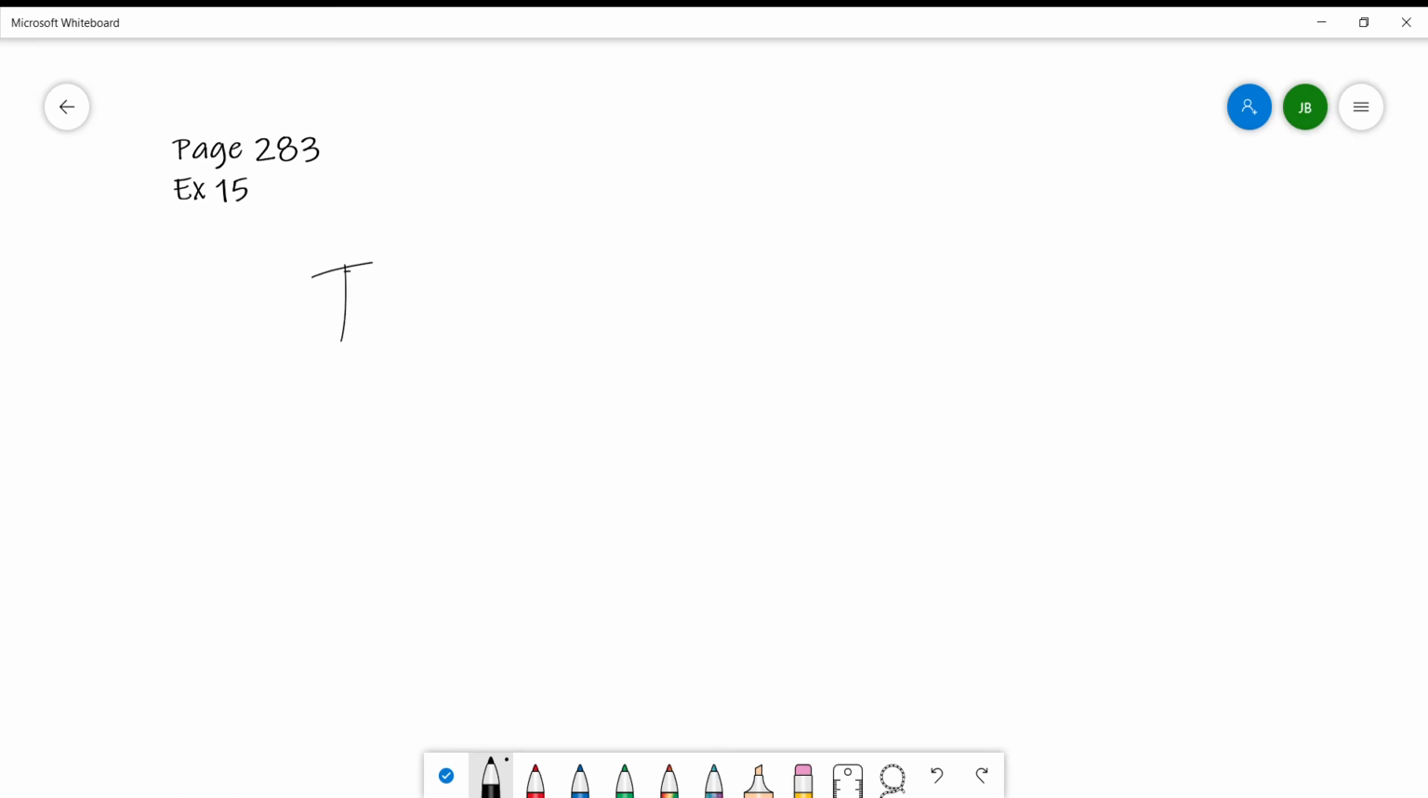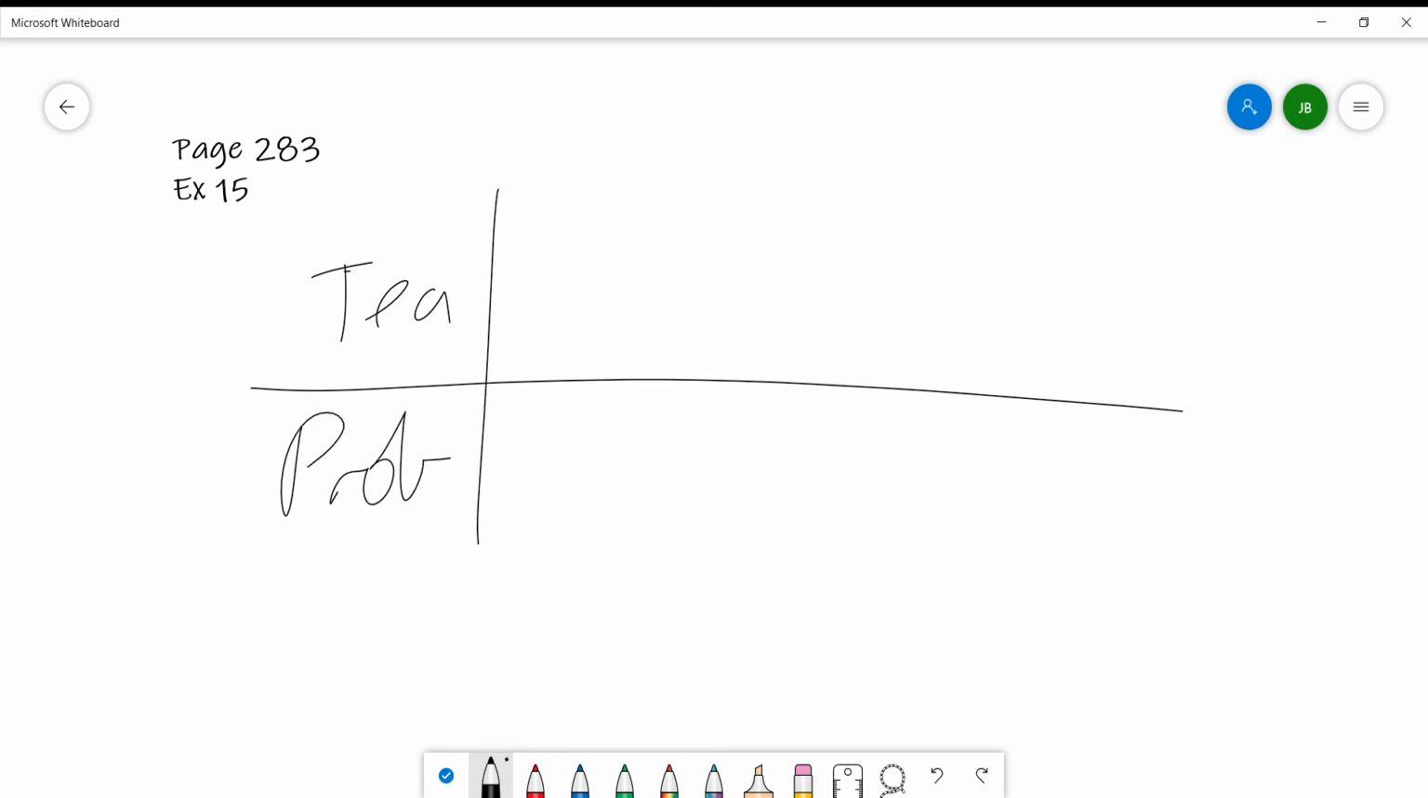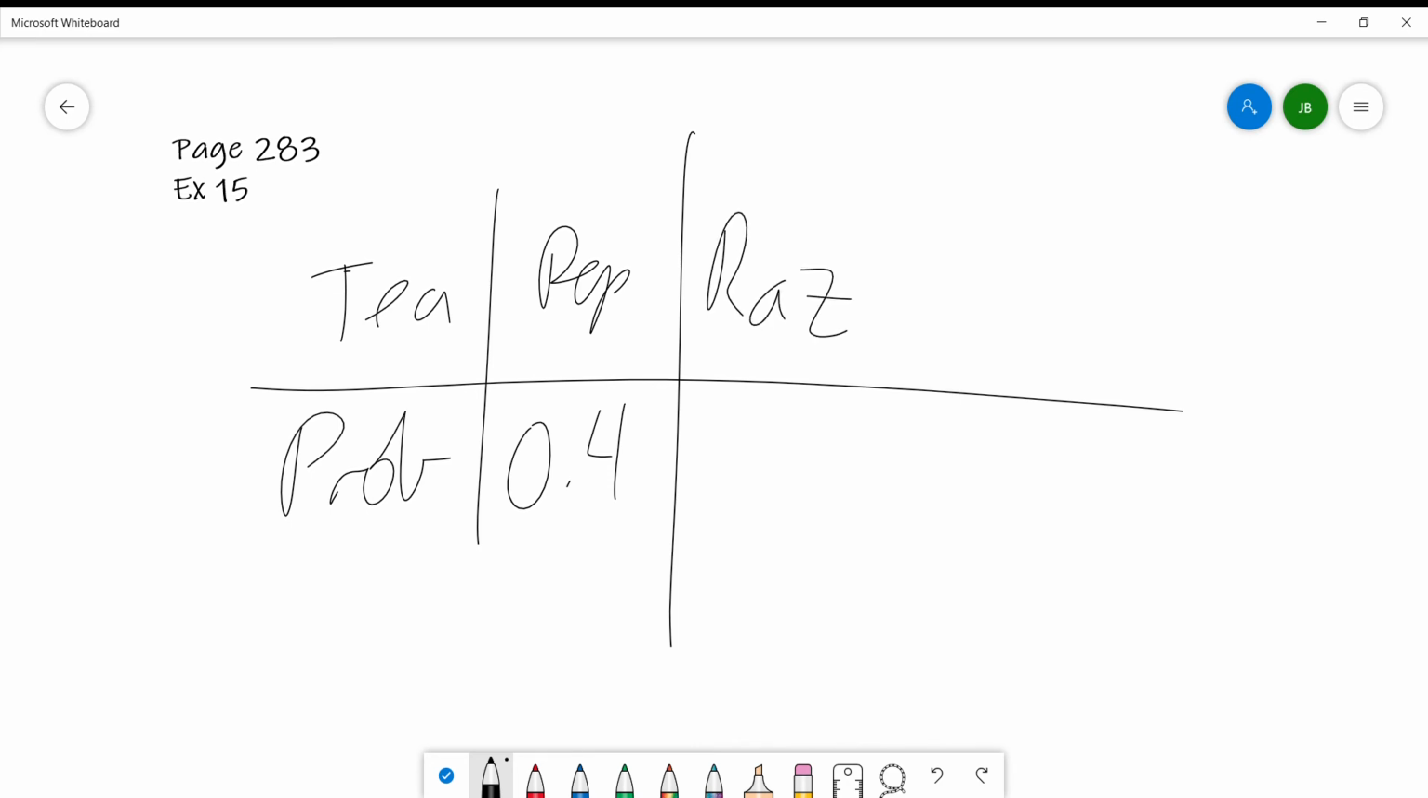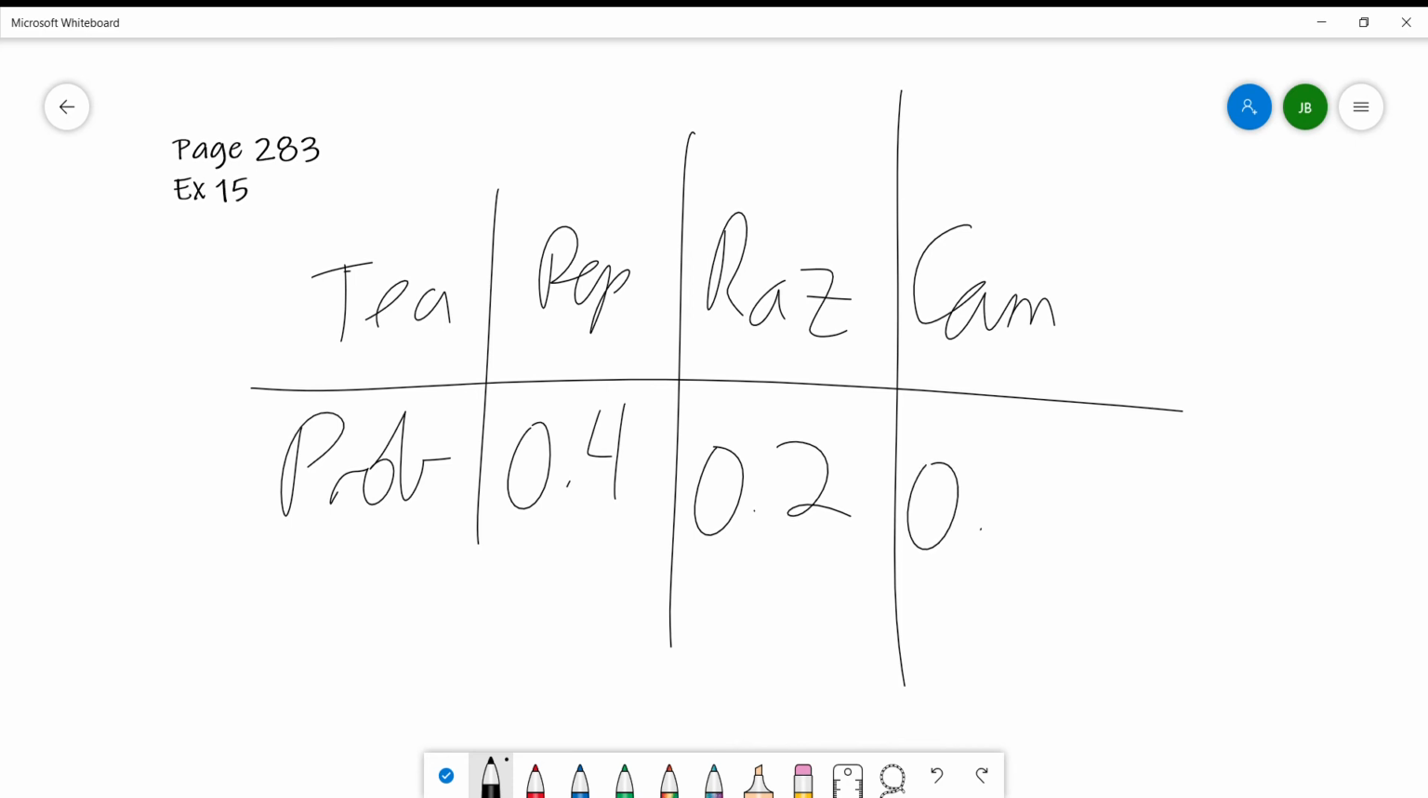So here is the T. Here is the prob. So the T is peppermint. The prob is 0.4. Then there's raspberry, the probability of 0.2 or 20%. There's chamomile. Hi Cam, how you doing? 0.3. Then there's blackberry with a probability of 0.1.